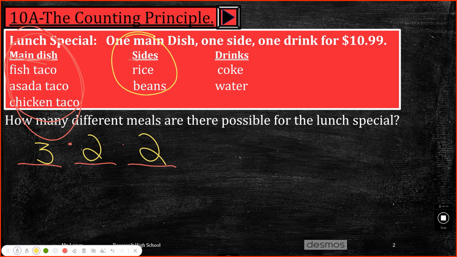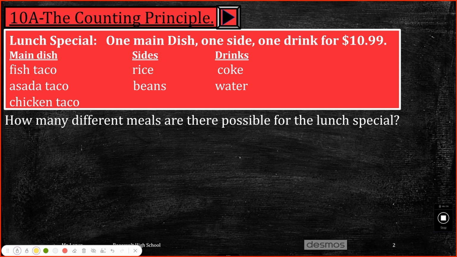And the counting principle means that you multiply. So that is the easiest way to do it. 3 times 2 times 2 is what? 12. There's 12 different meals without doing a tree diagram. And that is basically the whole lesson. And we're done. Pretty much, that's what it is, that you multiply.